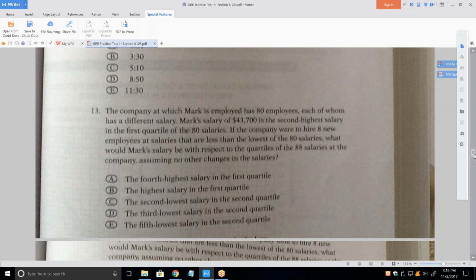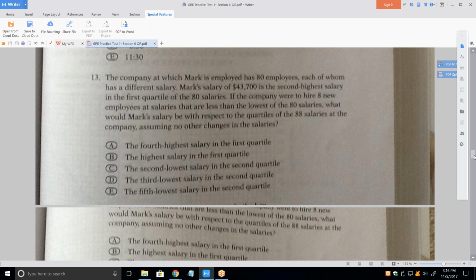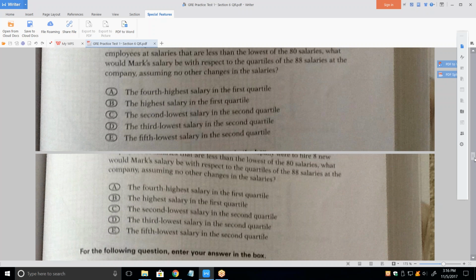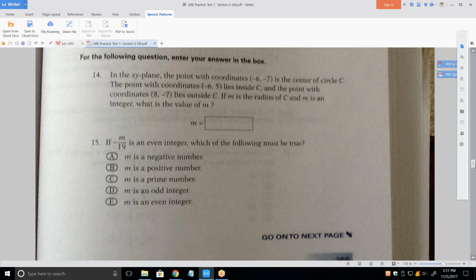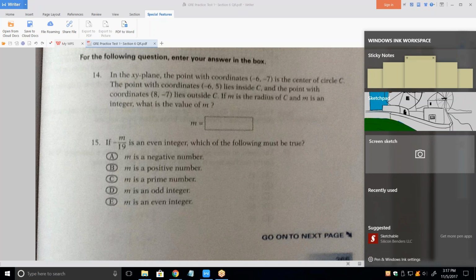Did that one. Did this one. I think 13 was the last one we worked on. Yeah. All right. 14. Hold on. I got to take a screenshot.